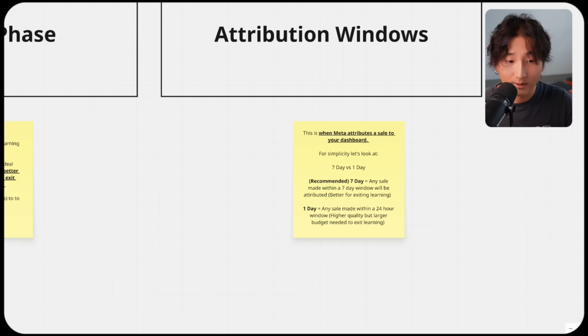Now, on the other hand, we have a 1-day attribution window. So any sales that are made within a 24-hour window. Now, a 1-day attribution window is any sales that are made within a 24-hour period. And with this, you're typically going to get higher quality traffic, but the caveat is you need a larger budget in order to exit the learning phase here.